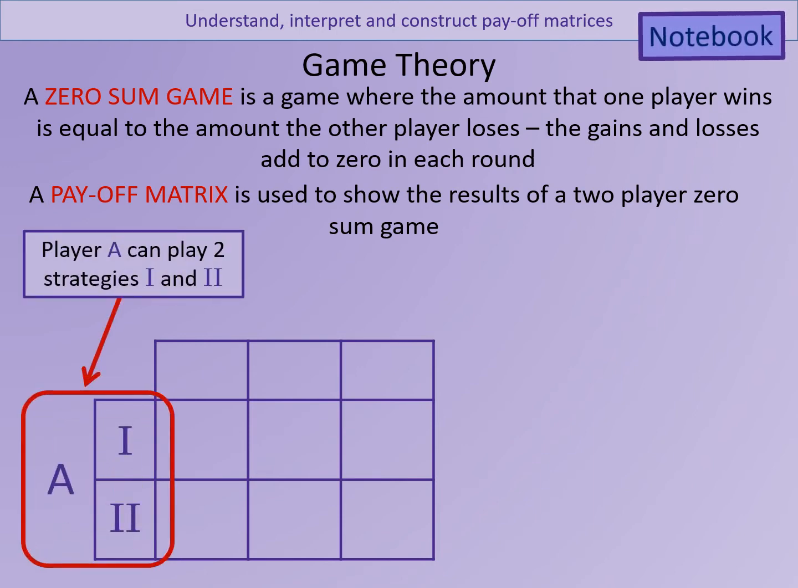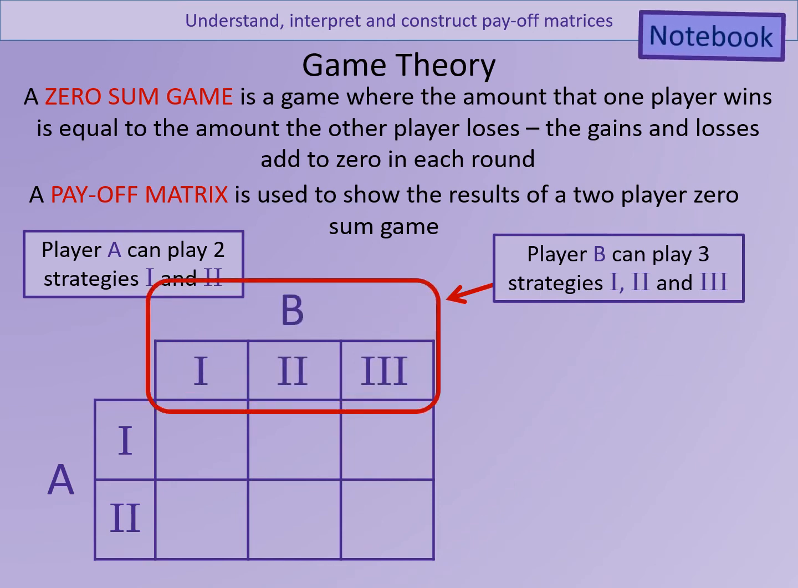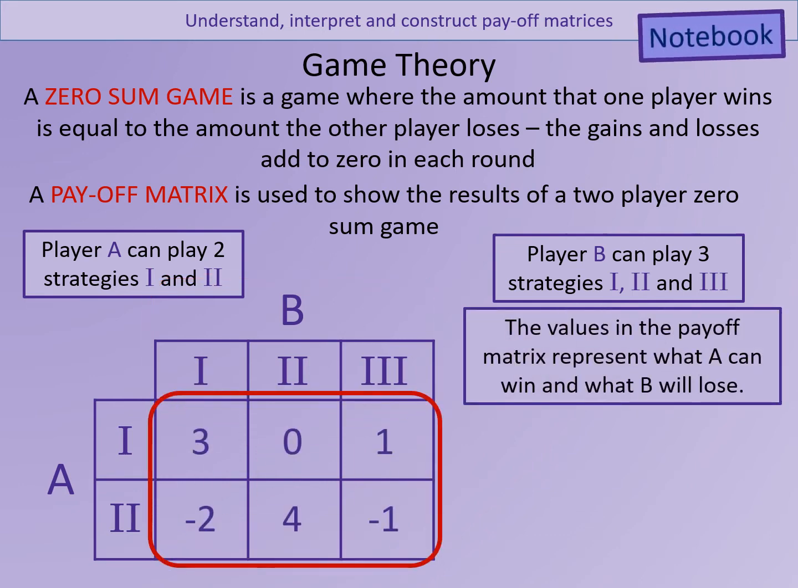So for example, player A may have 2 options, strategy 1 and strategy 2. Player B may have 3 options, so 1, 2 and 3. Notice that the number of options available to each player doesn't need to be the same. The elements in the payoff matrix always represent what the person on the left-hand side, in this case player A, will win. And as a result, that also represents what player B will lose.